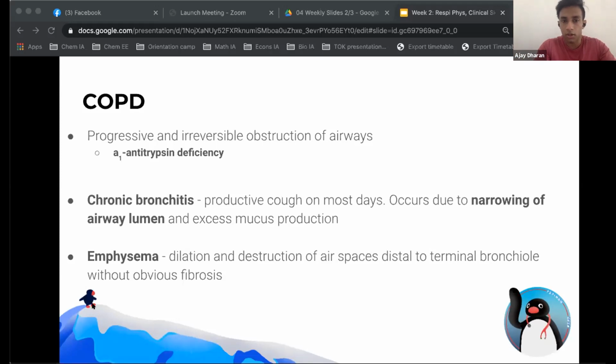So this leads to hypoxia, which means not enough oxygen. And when there's not enough oxygen, this leads to increased vascular resistance in the lungs, and that leads to pulmonary hypertension. I hope you can follow that. So that's basically COPD.